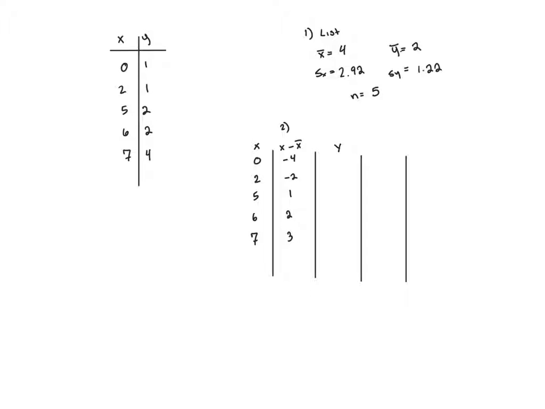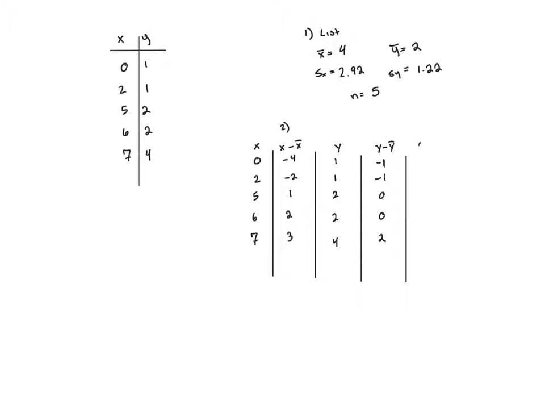I'll list my y values next. My y values go 1, 1, 2, 2, and 4. I'm making sure to keep those rows straight. Then I'll find the deviations by taking y minus y bar. So 1 minus 2 is negative 1, then negative 1, 0, 0, and 2. Once again, those deviations add up to 0.